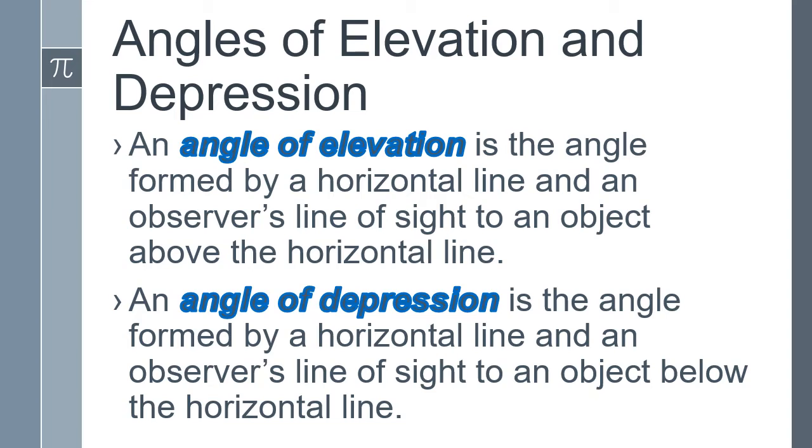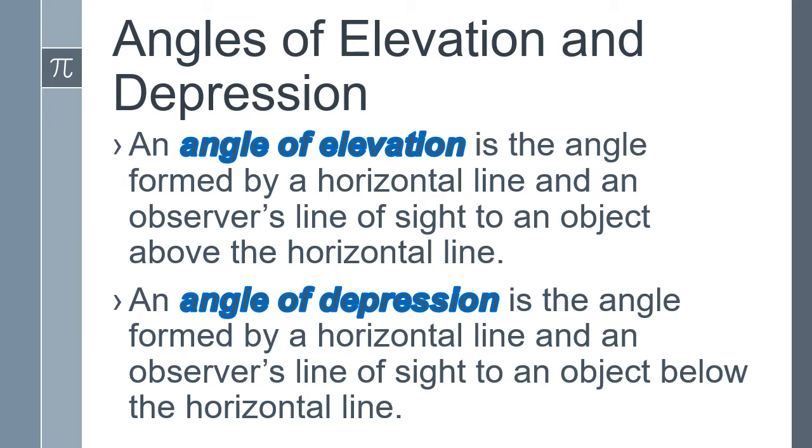Okay, angles of elevation and depression. An angle of elevation is the angle formed by a horizontal line in an observer's line of sight to an object above the horizontal line. So imagine looking up at a flagpole, a flag on a pole. Your eyes would go up, and that would be the angle of elevation.